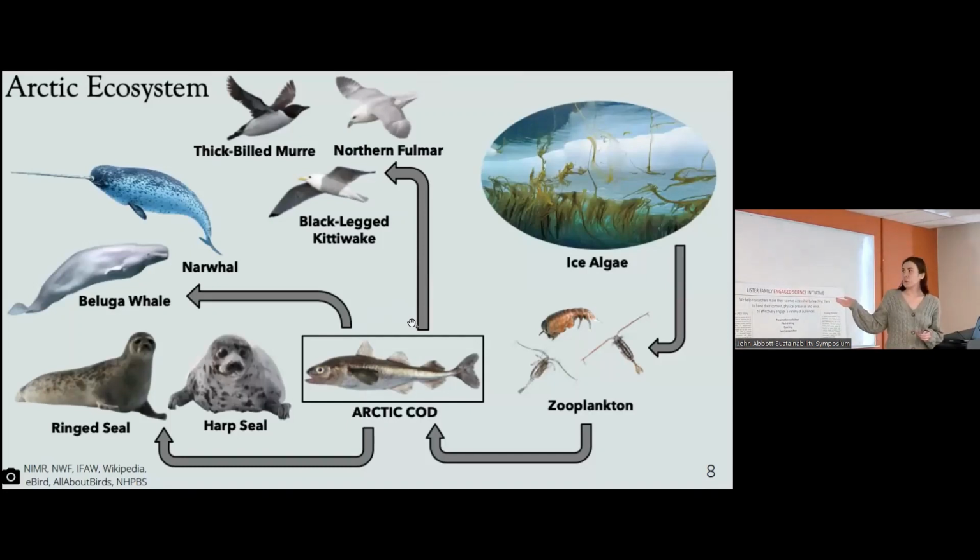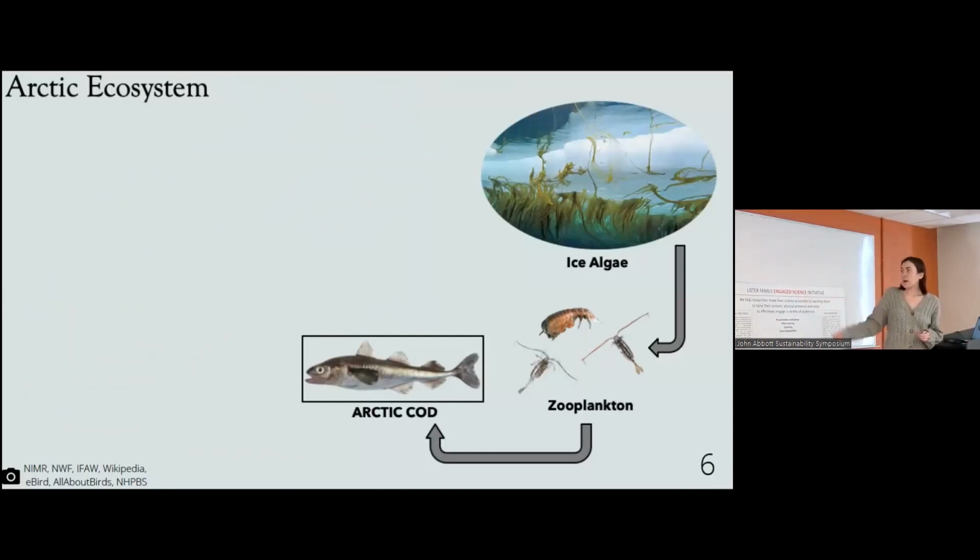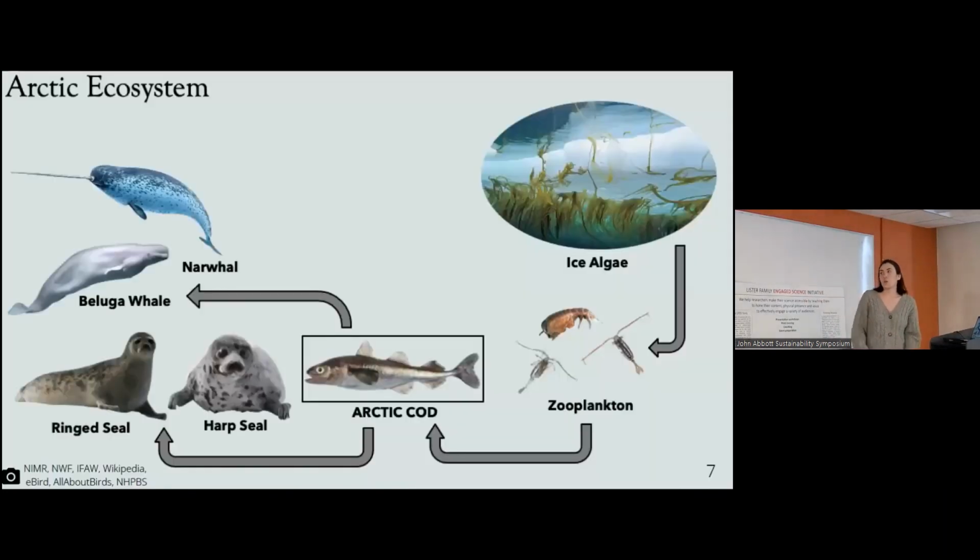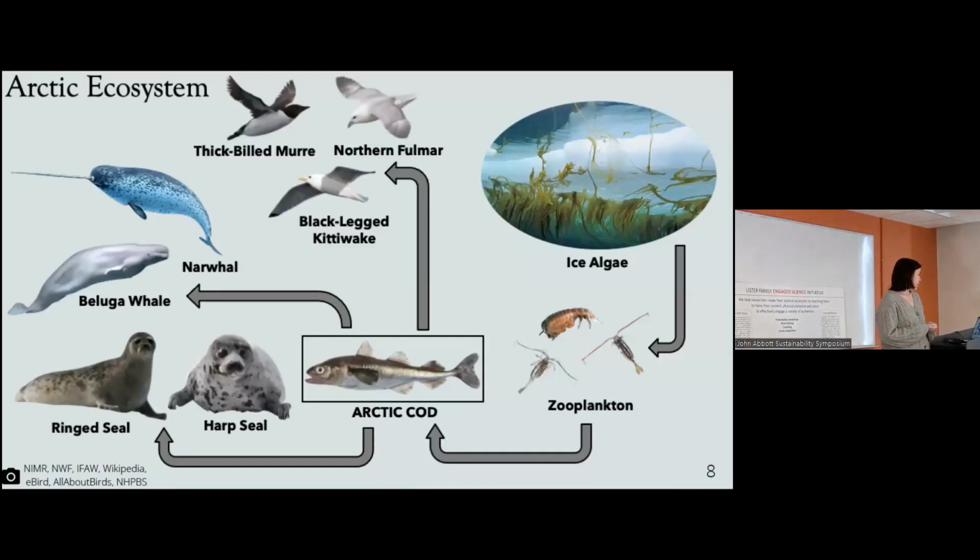So it relies on amphipods and copepods that eat ice algae, and it is itself consumed by bigger marine mammals, such as seals and some whales, but also some marine birds. So it has a central role in the Arctic ecosystems because it transfers energy from the lower trophic levels to the upper trophic levels. If you care about the nice big mammals, you should also care about the conservation of that fish, because all of those animals will maybe starve if it tends to disappear.